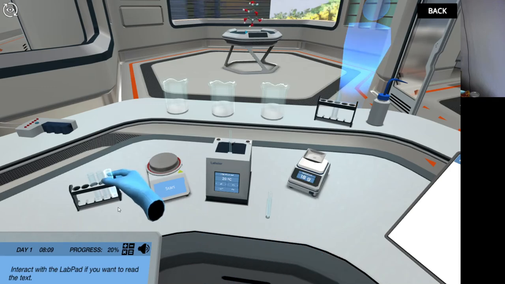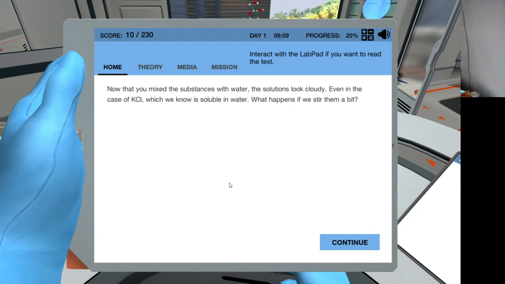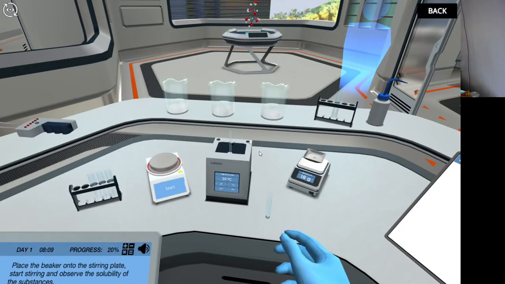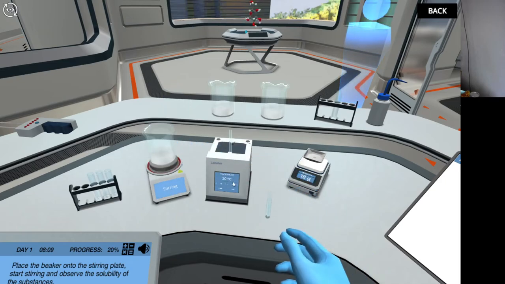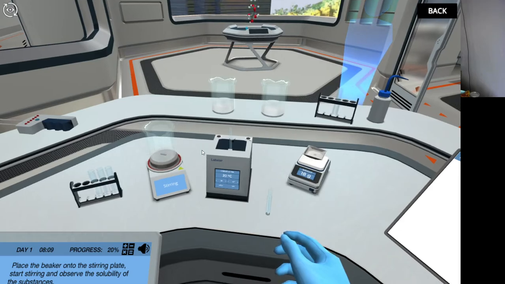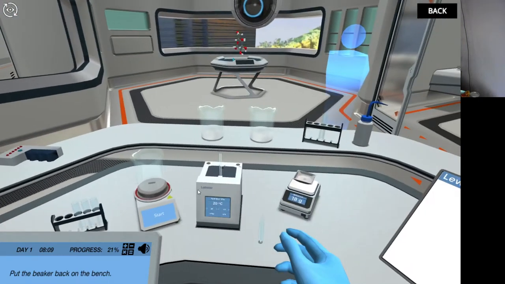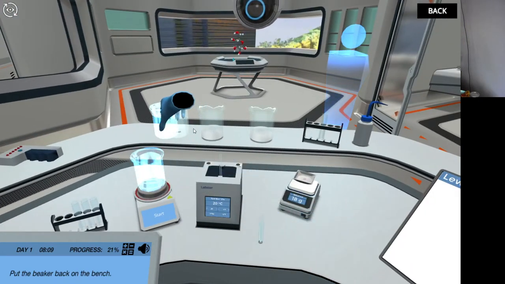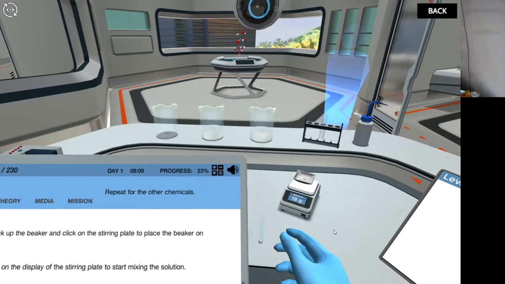Now that you mix the substances with water, the solutions look cloudy, even in the case of KCl, which we know is soluble in water. What happens if we stir them a bit? Place the beaker onto the stirring plate, start stirring and observe the solubility of the substances. The stirring plate. Put the beaker back on the bench. Okay, go ahead. Add the beaker. Wow, the cloudy solution turned into a clear solution after mixing. Repeat for the other chemicals.